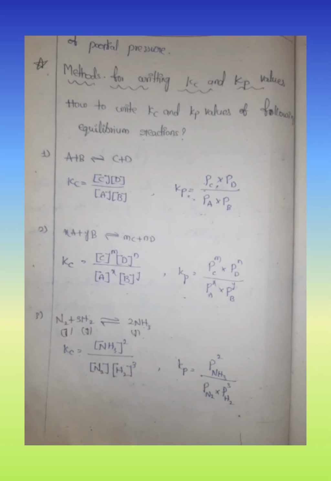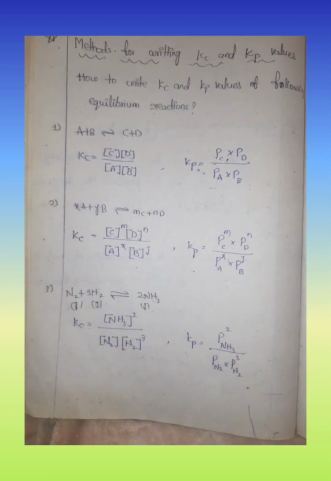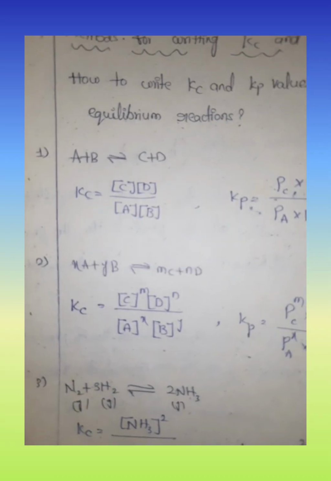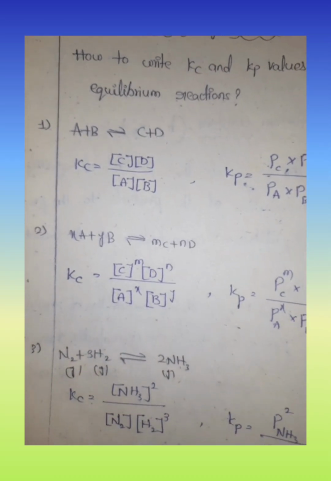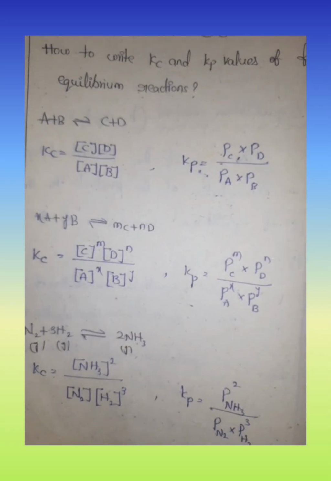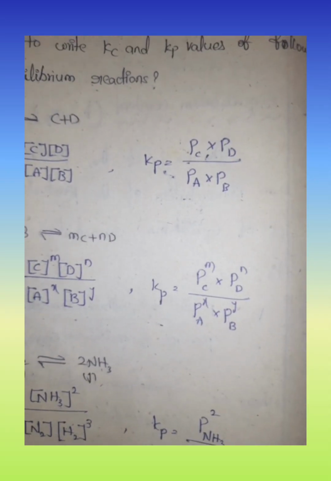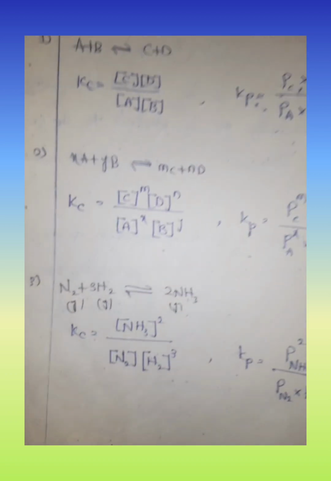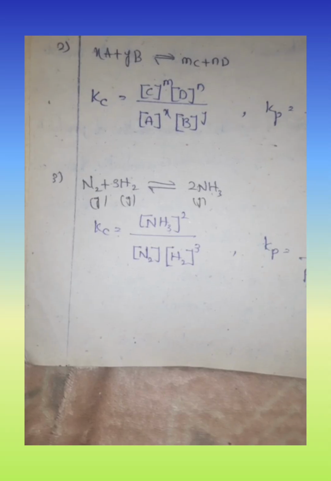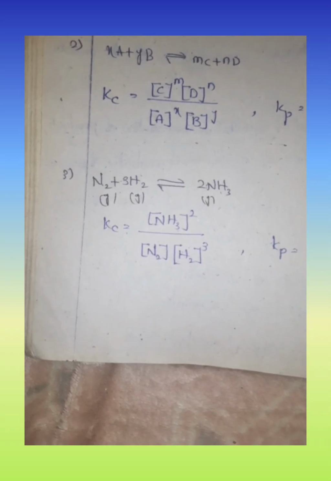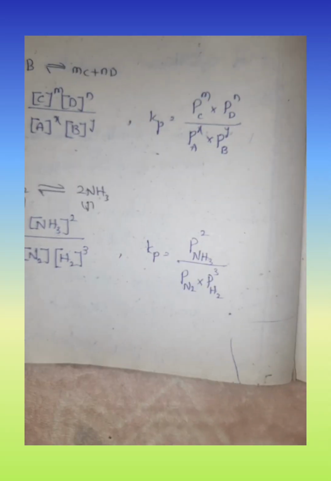Methods of writing the Kc and Kp values. How to write the Kc and Kp values for the following equilibrium reactions. Here, product concentration over reactant concentration. Kp equals Pc by Pd over the partial pressures of the reactants. For the given reaction, we directly take ammonia: product concentration over reactant concentration.